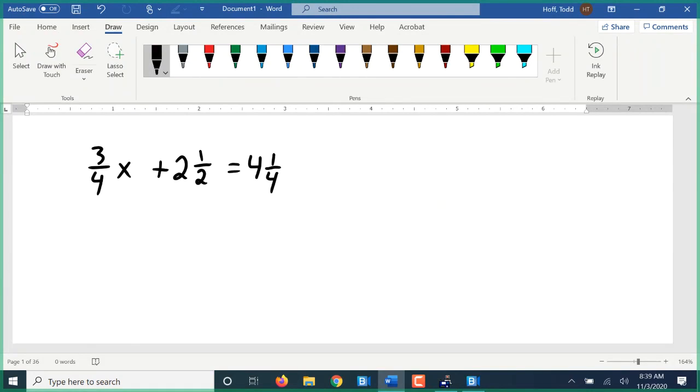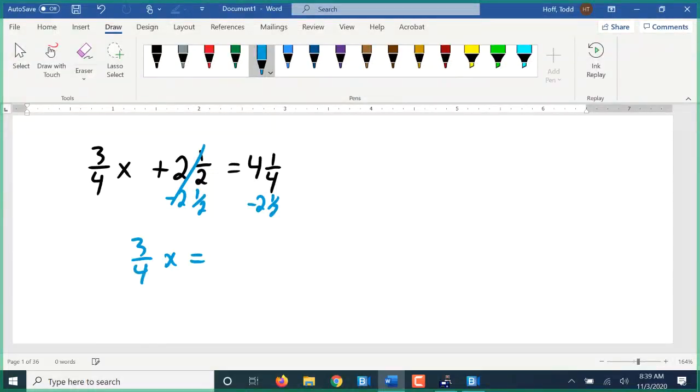Well, we can have fractions within our equations as well. 3/4 x plus 2.5 equals 4 1/4. Again, it looks more complicated because of the fractions, but it's the exact same process as any other equation. We're going to subtract 2.5. So that's gone on the left side, leaving us with just 3/4 x.